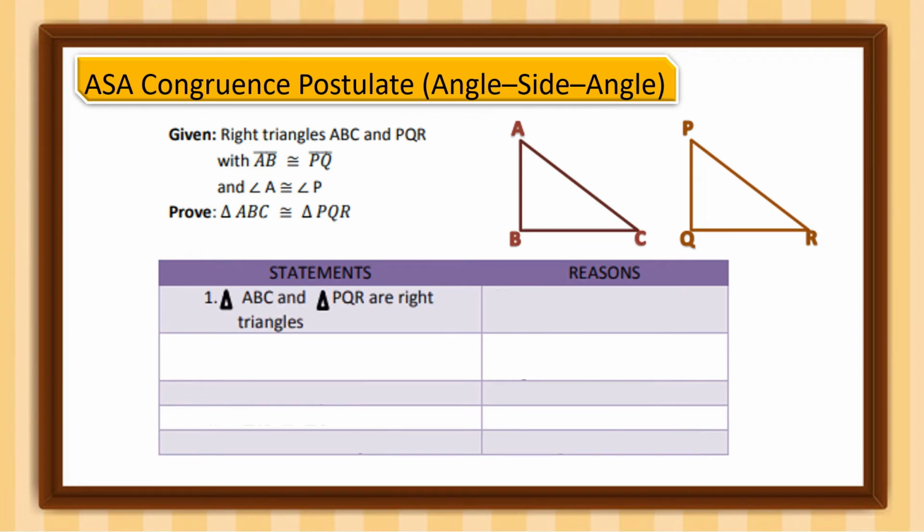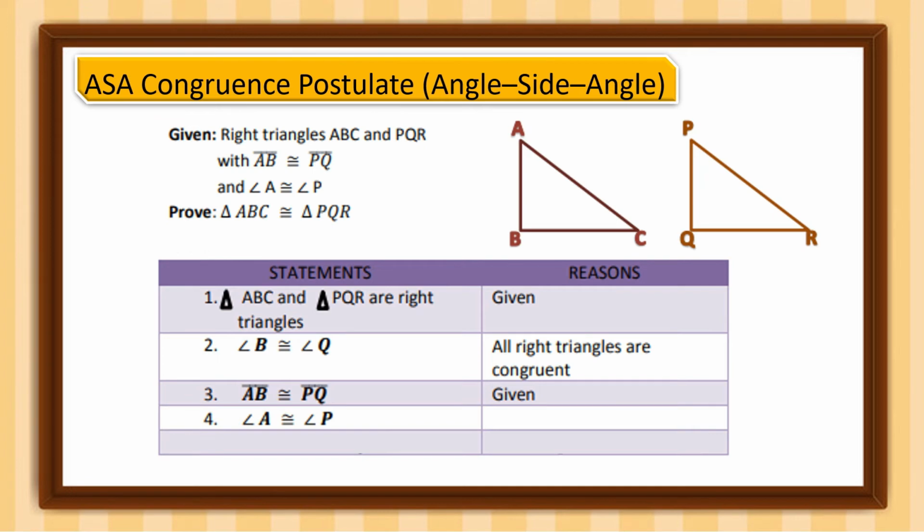So first, triangle ABC and triangle PQR are right triangles because it is given, and angle B is congruent to angle Q because all right angles are congruent, and segment AB is congruent to segment PQ because it is given, and angle A is congruent to angle P, also given. And now, we already proved that triangle ABC is congruent to triangle PQR with the ASA congruence postulate, or angle-side-angle congruence postulate.